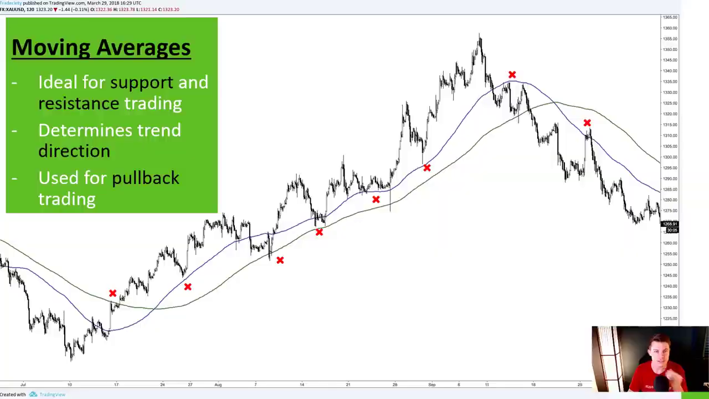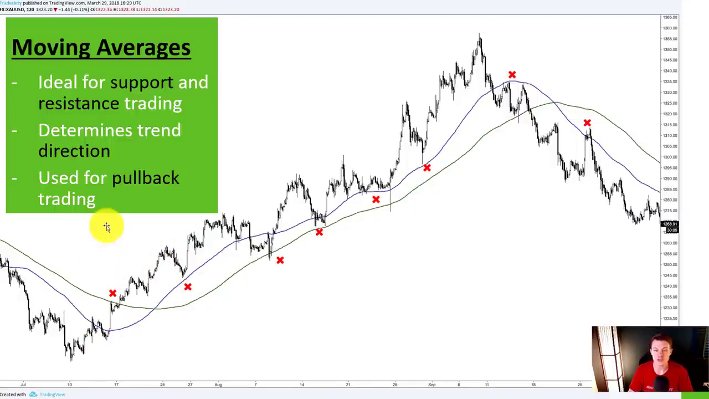So the first one is moving averages. Moving averages are considered an indicator. However, they are actually more of a price action tool, because they are a direct substitute for price action. A moving average will just look at the last 10, 20, 30 candles, depending on the length of your indicator, and then give you an average of the price action. So this is a very helpful and powerful indicator.